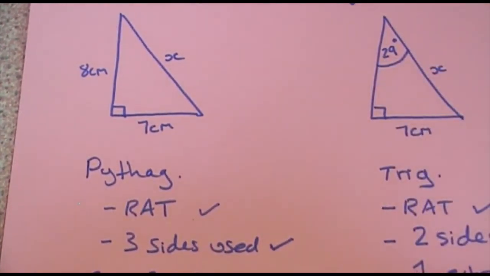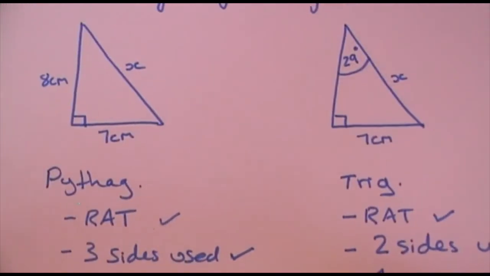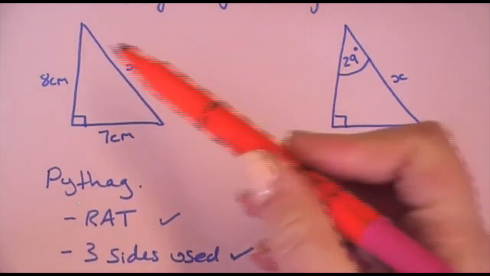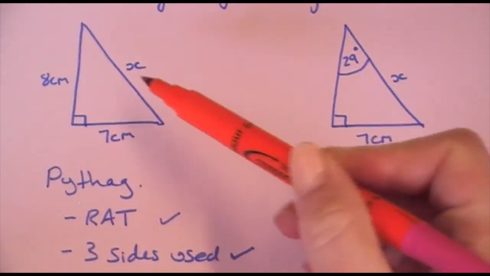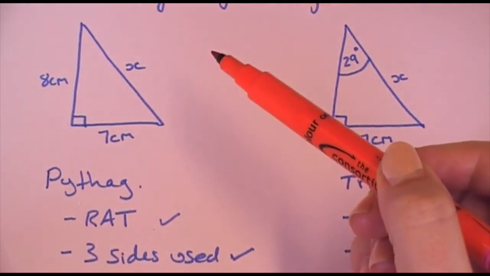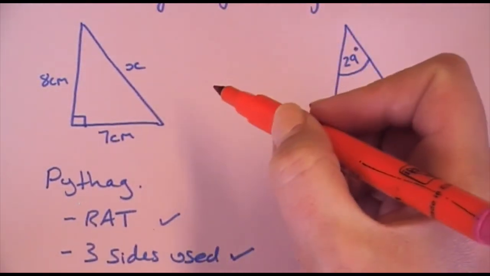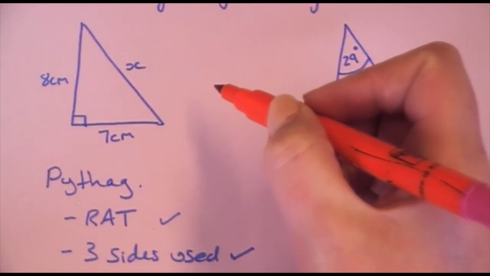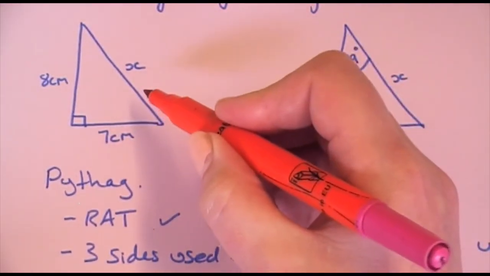Now for trig, it's a little more complicated. However, I was quite flippant over here in making the statement that this is the longest side. Well, how did I know this was the longest side? Because it's not necessarily always the slopey one. The triangle might be upside down and this might be flat on the ground.